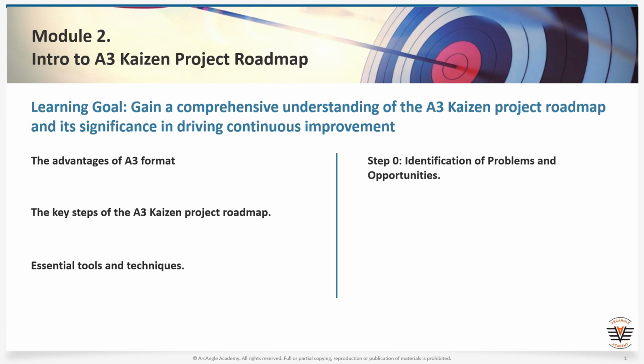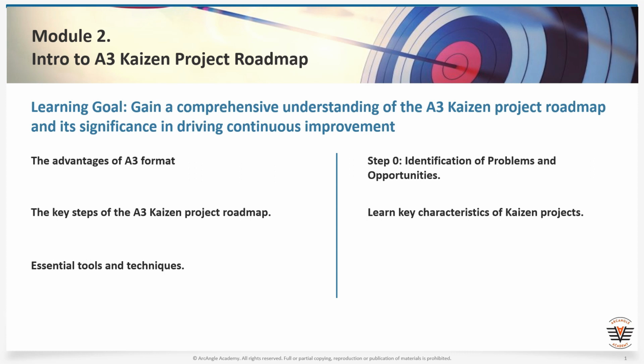Identify critical success factors for Step 0, identification of problems and opportunities, including employee involvement, management observation, and alternative methods for problem identification. Learn key characteristics of Kaizen projects in the A3 format, such as employee participation, common sense-based decision-making, utilization of simple tools, and focus on 5S and mistake proofing.